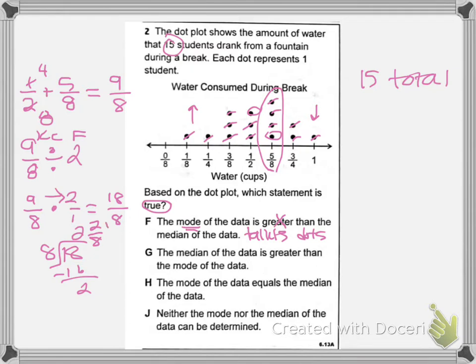Well, so we just said that the median was 2 and 2/8, and the mode is 5/8, so is that true? Yes. The median and the mode do not equal each other, and neither the median or the mode can be determined. Well, we did determine them. They're not equal. The median is greater.